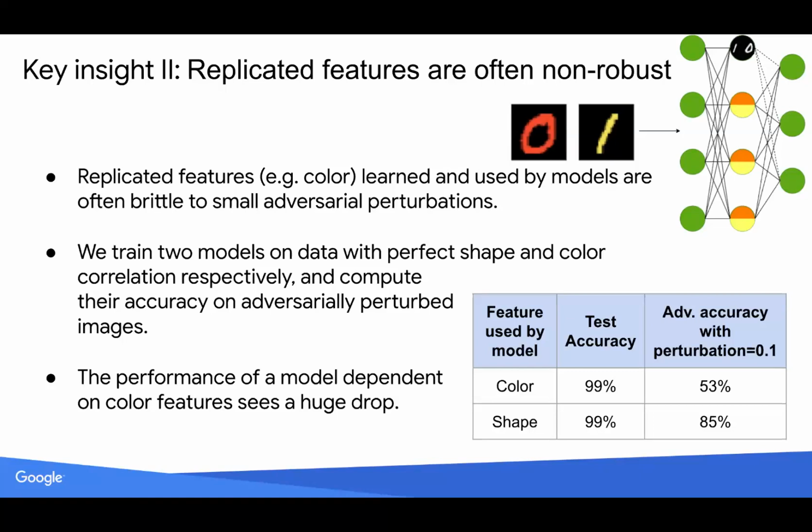However, when we look at the adversarial accuracy with a perturbation of 0.1 in both the cases, the model that depends on shape is much more robust compared to the model that depends on color. So in the table on the bottom right, we see that the model that depends on shape has 85% adversarial robustness compared to the model that depends on color, which has only 53% robustness. So we want to encourage the model to rely more on the robust features as opposed to the non-robust features.